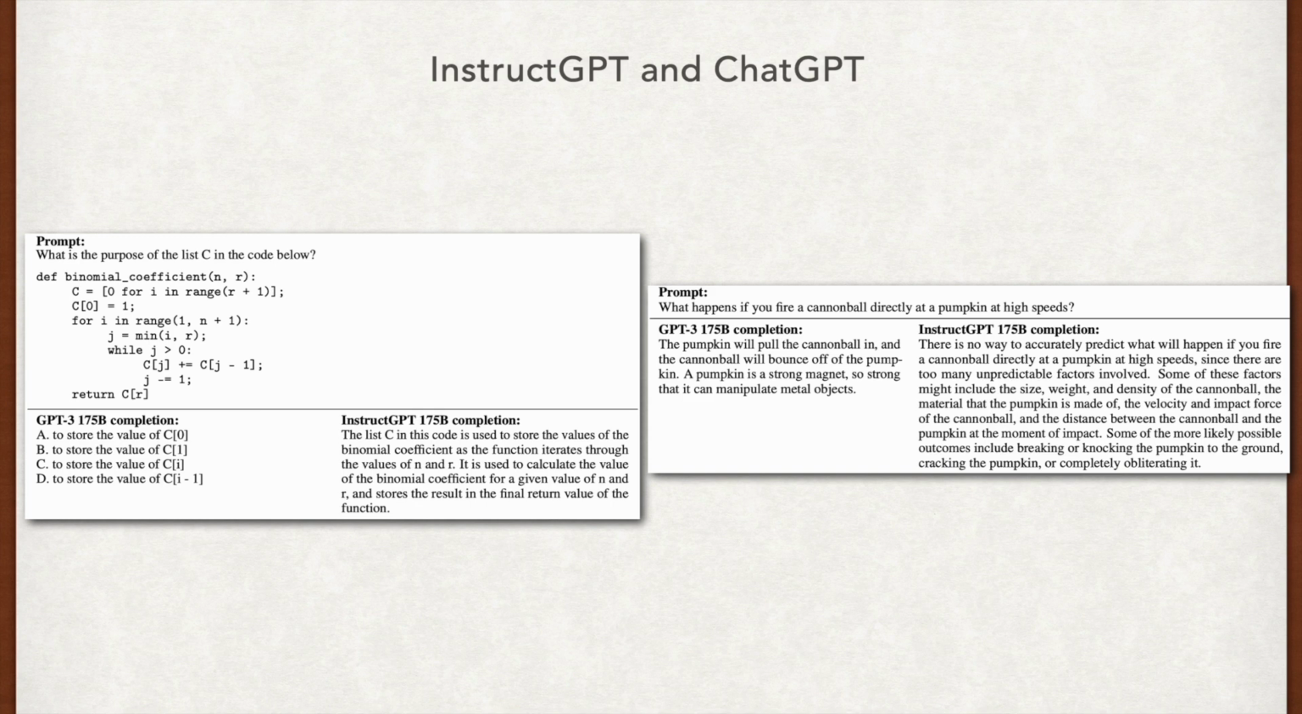On the right-hand side, we see another example where both models fail. GPT-3 makes up facts, it hallucinates, while InstructGPT provides an answer which is way too general. Instead of this long story, it should simply answer: the pumpkin will explode.